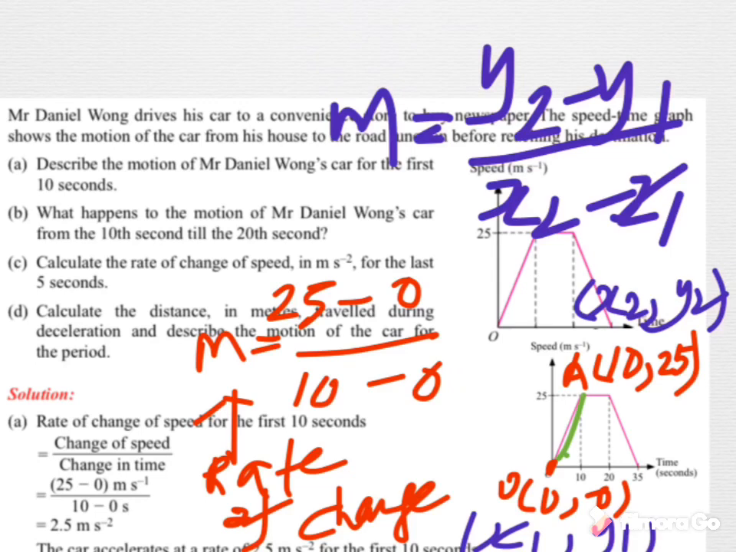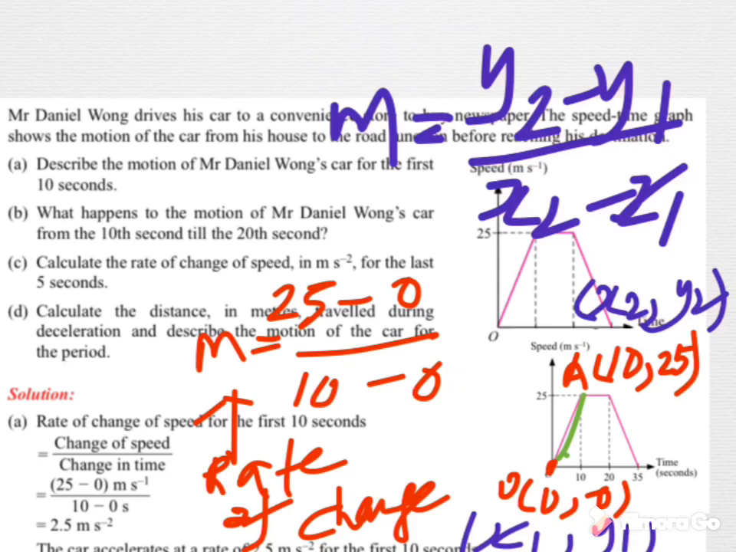A. Okay, we're going to discuss A. Describe the motion of Mr. Daniel Wong's car for the first 10 seconds. Okay, as you can see, the first 10 seconds are highlighted in the green color line. So if you find the rate of change of speed for the first 10 seconds, that means you find the gradient.